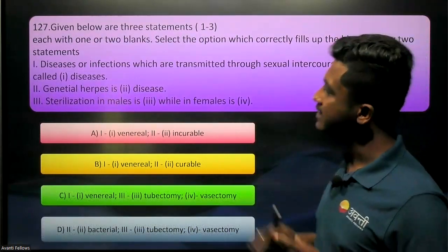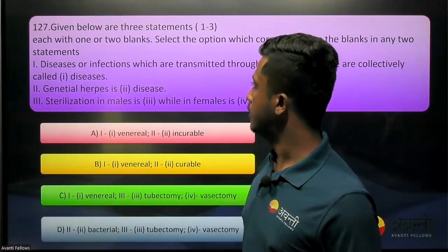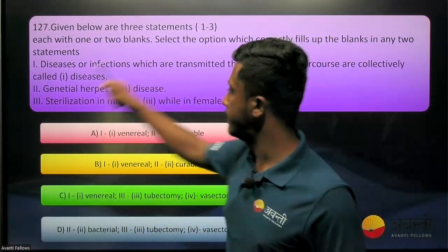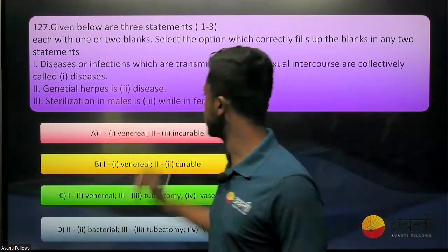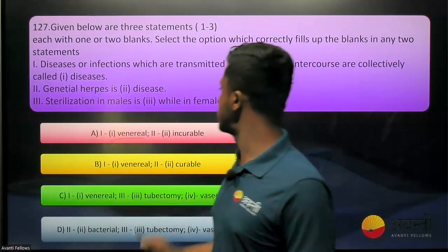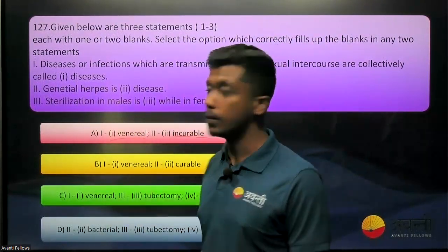See, we have to find the correct match according to our question. So let us look at the first option. Diseases or infections which are transmitted through sexual intercourse are collectively called what? Venereal diseases. Correct, right? They're called venereal diseases. Next one. Genital herpes is incurable. Okay, genital herpes is actually an incurable disease.